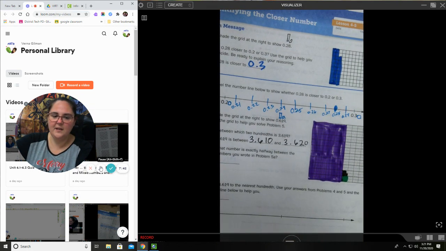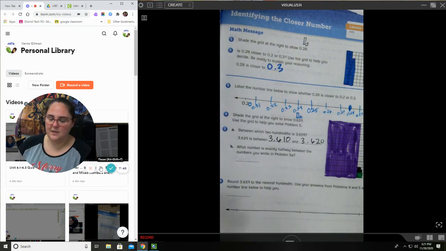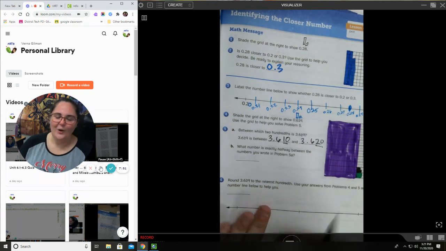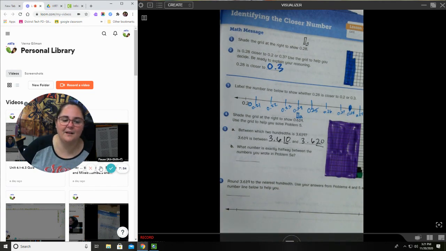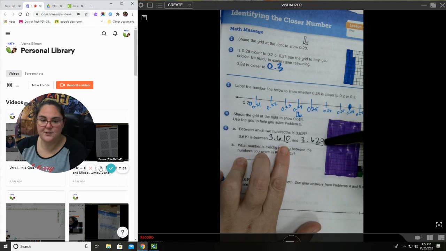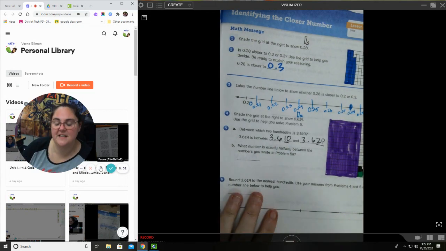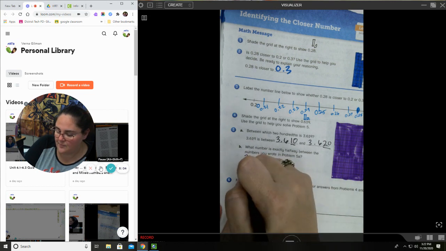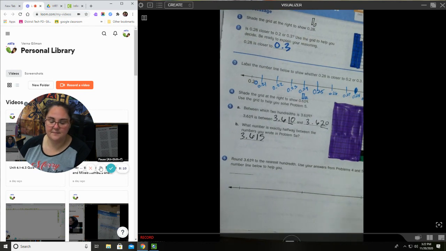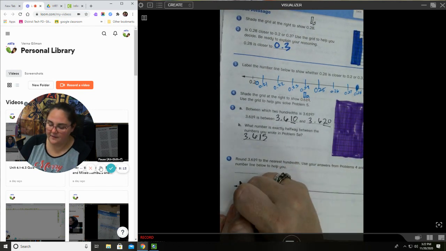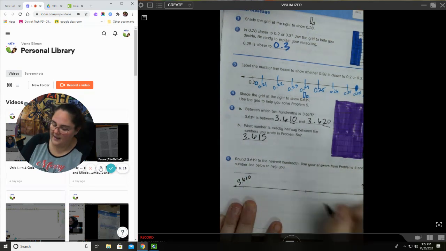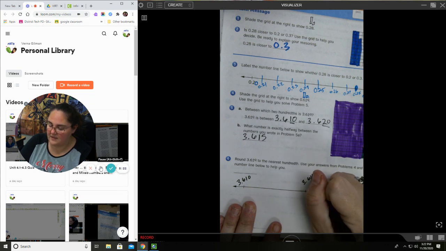Now, it says what number is exactly halfway between those numbers. There's a hint. What number is exactly in the middle of those two numbers? I'm going to look at this. Between 10 and 20, I know right in between those two numbers is going to be 15. So my number right in the middle would be 3.615, or 3 and 615 thousandths. All right. Over here, 3.61, 3.62, and right in the middle we said is 3.615.